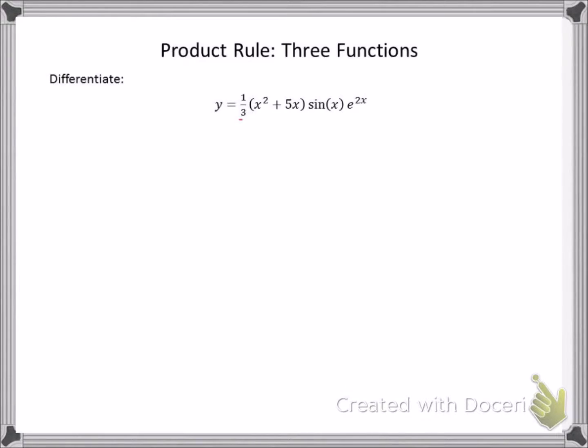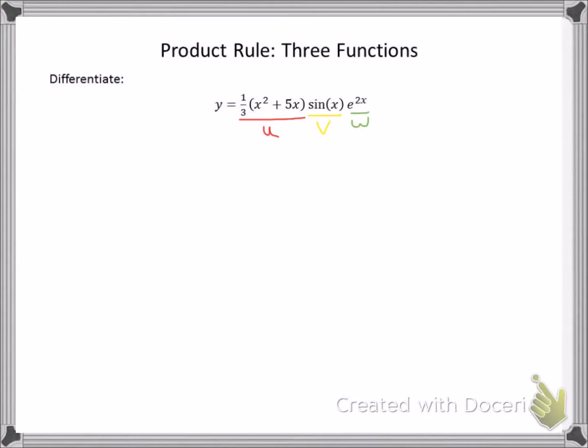So we have one here, which is a third x squared plus 5x, and I'm going to call that u. What other functions do we have? We also have the sine x, and just like before, I'm going to call that v. But we also have an extra term. We have the e to the 2x, and that's multiplied in our function, so I'm going to call that w. Okay, so just like in the product rule for two functions, y equals uv, here we have y equals uvw.